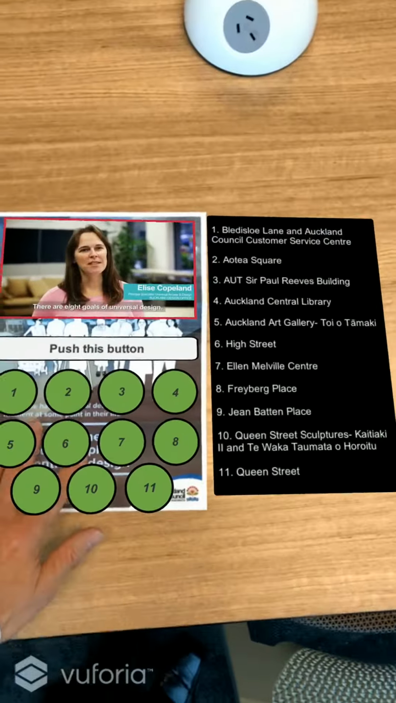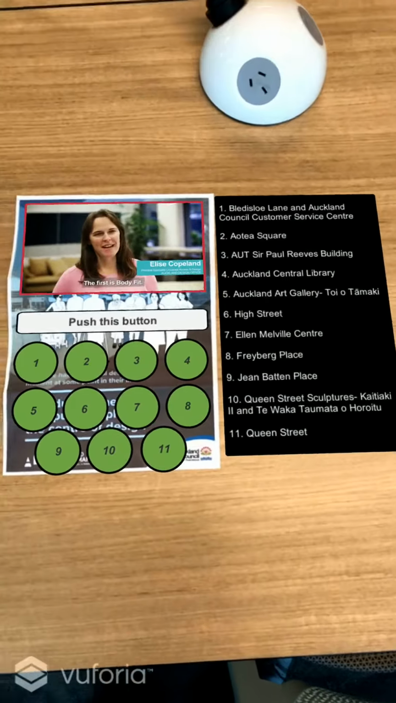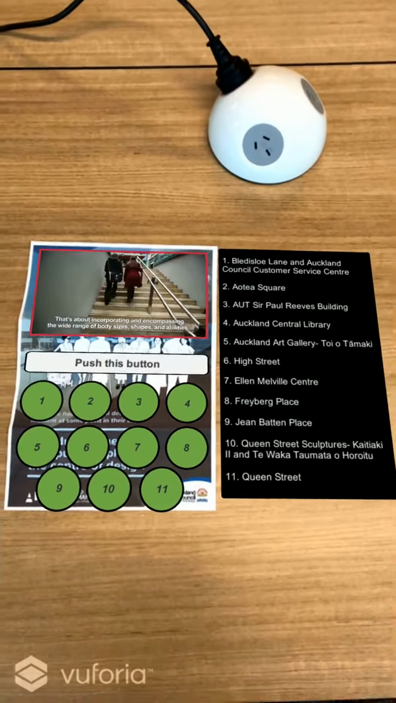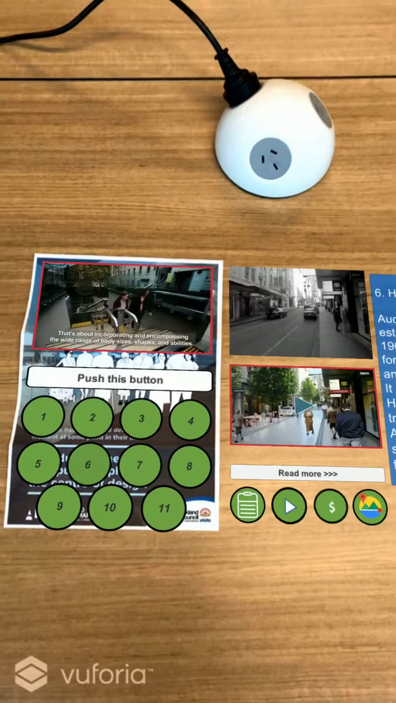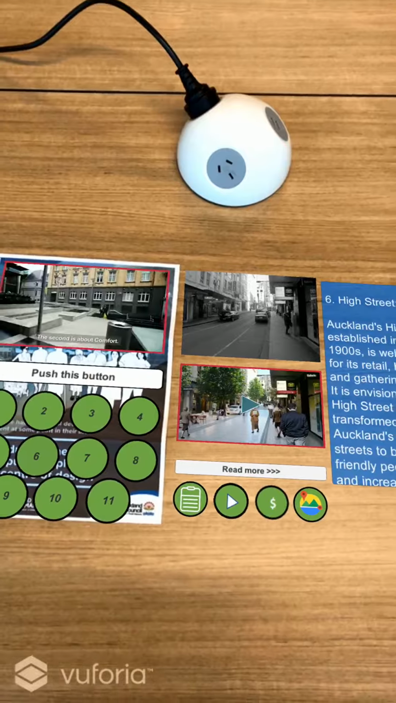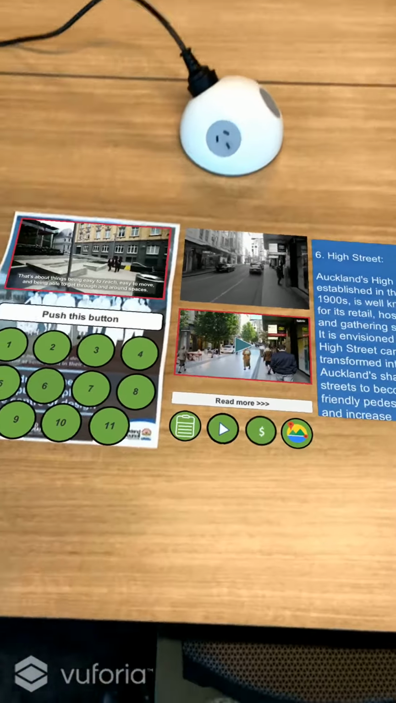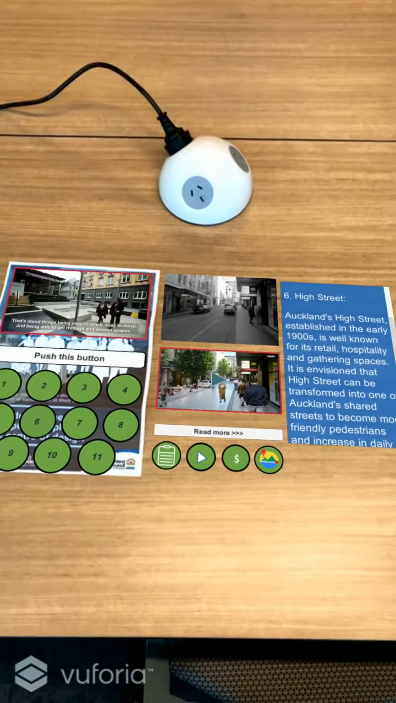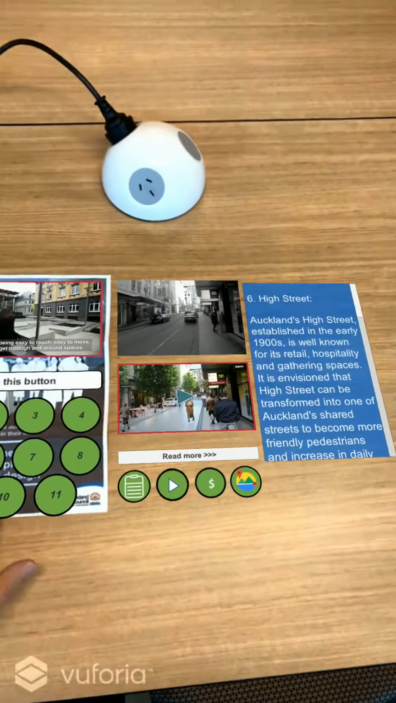There are 8 goals of universal design. The first is body fit. That's about incorporating and encompassing the wide range of body sizes and shapes and abilities. The second is about comfort. That's about things being easy to reach, easy to move, and being able to get through and around spaces.